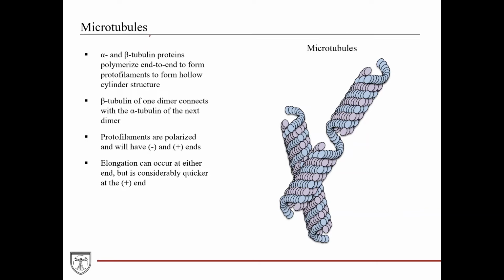Now the assembly of microtubules is kind of neat, and it's definitely something you could be tested on. And so the way it occurs is you have alpha and beta tubulin proteins that polymerize end to end to form protofilaments that form a hollow cylinder structure. So these are the final protofilament structure here. So this whole thing is a protofilament.